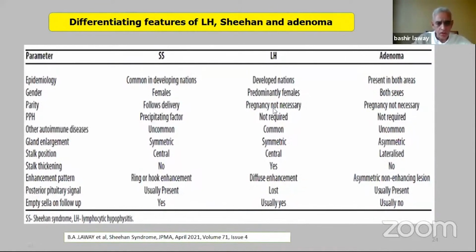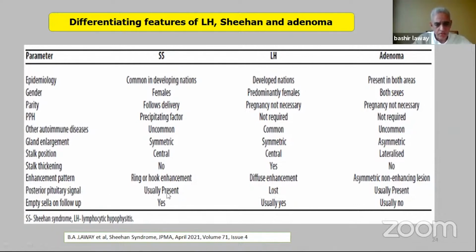This is a similar table, but here I have put some features on MRI, like gland enhancement on giving contrast, or gland enlargement. In Sheehan, you can have a symmetric enlargement. The same is true for lymphocytic, whereas in pituitary mass you have an asymmetric enlargement. Stalk thickening is not seen in pituitary mass, but is seen in this. Enhancement pattern: you can have a ring or rim enhancement in Sheehan, a diffuse enhancement in lymphocytic hypophysitis, and an asymmetric or no enhancement in pituitary mass.